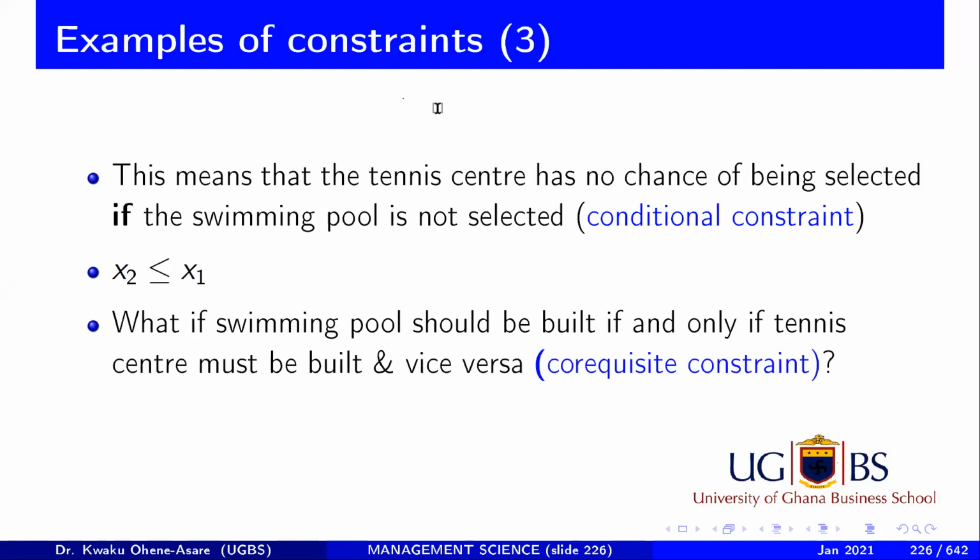What if the swimming pool should be built if and only if the tennis center must be built, and vice versa? Swimming pool should be built if and only if tennis must be built, and vice versa. This is a co-requisite constraint, simple, easy. Swimming pool has to be there if and only if tennis has to be there. This is simple.